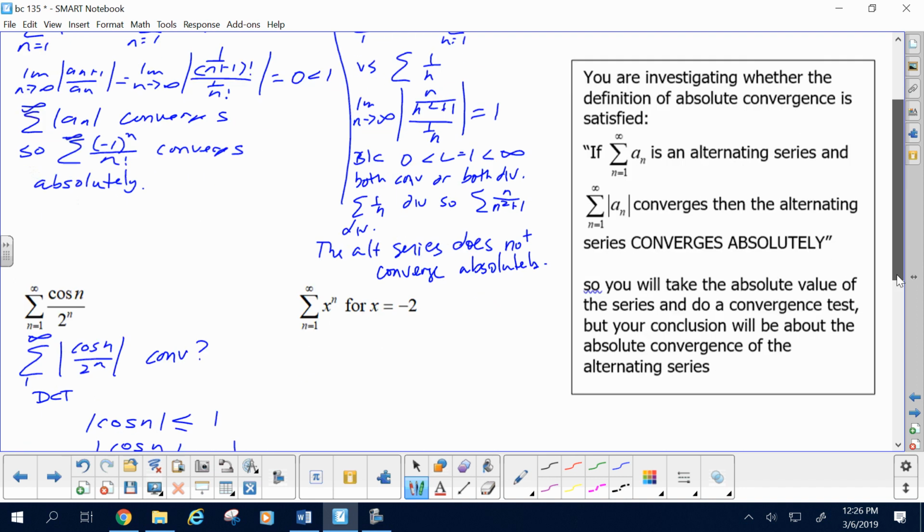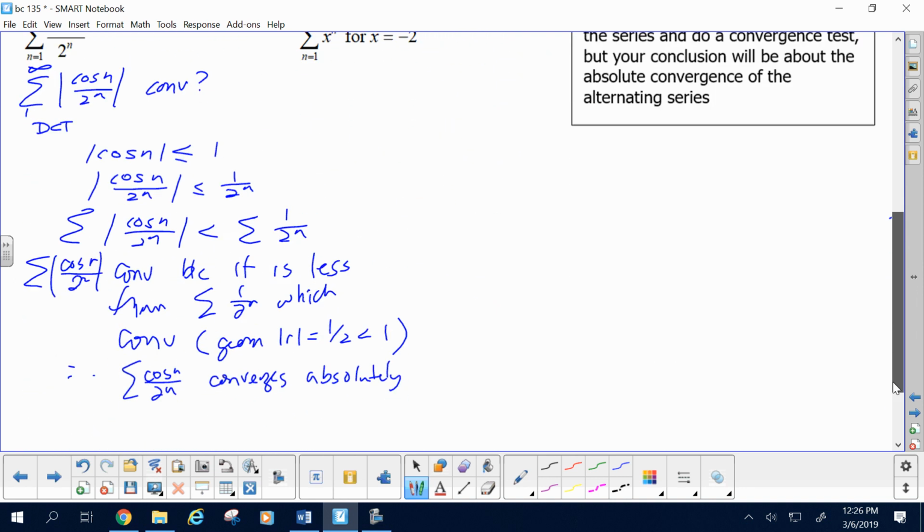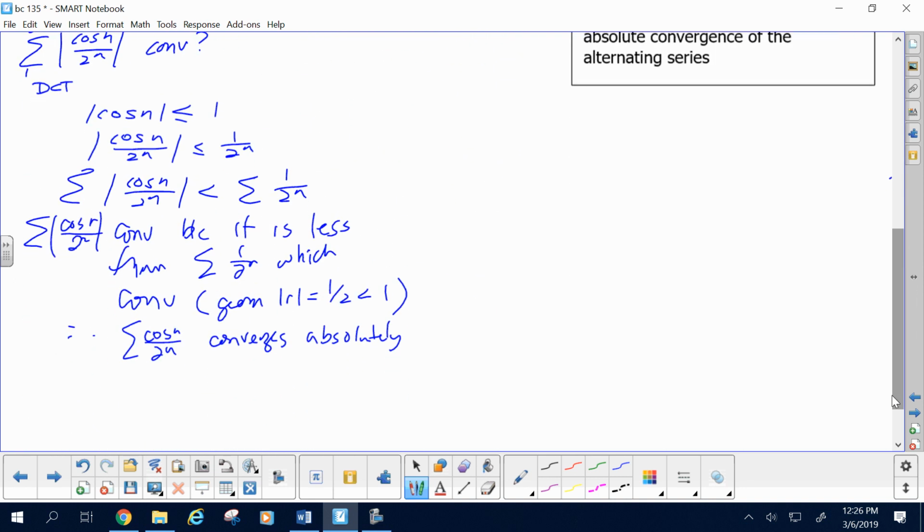Yes? How come you got rid of the equal sign? Oh, good question. Less than, I shouldn't have. In fact, I should say less than or equal to. You're right, I was careless with that. Now that doesn't ruin the direct comparison test, because even less than or equal to a converging series is still converging, right? Thank you, I missed that.